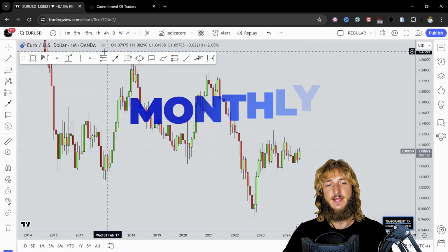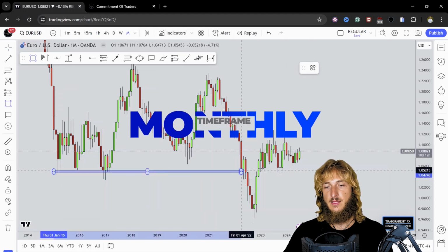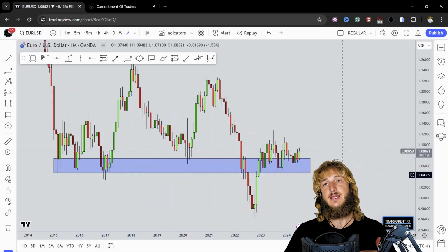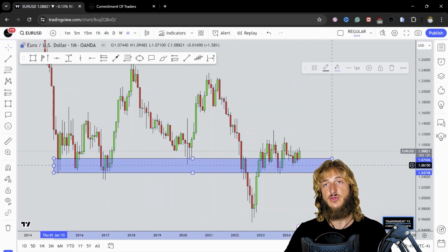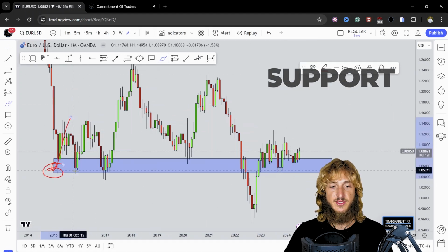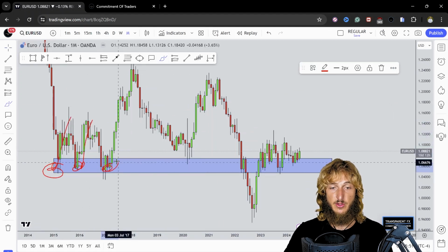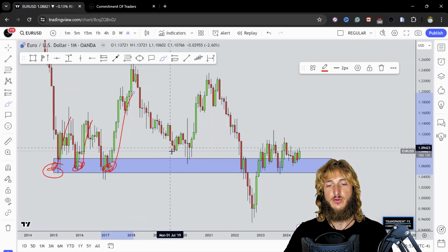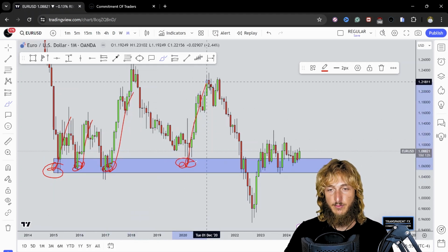Starting here from the monthly time frame, what we can see is that at the moment we have a market which is testing a quite strong monthly historical support and demand area. From here, in fact, all these previous rejections to the upside have been created. Now, these are very important rejections to the upside from a monthly standpoint.